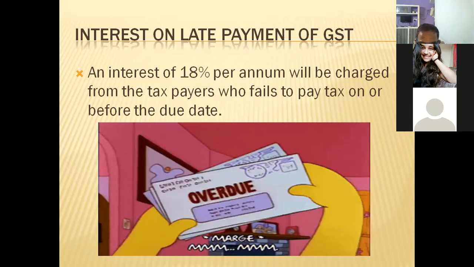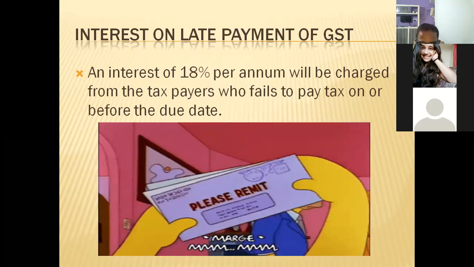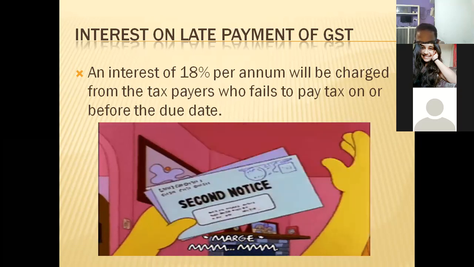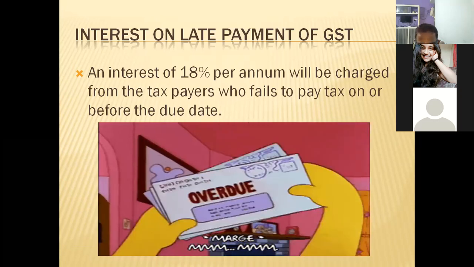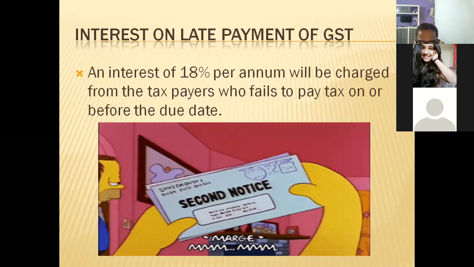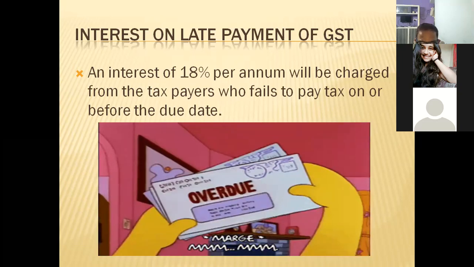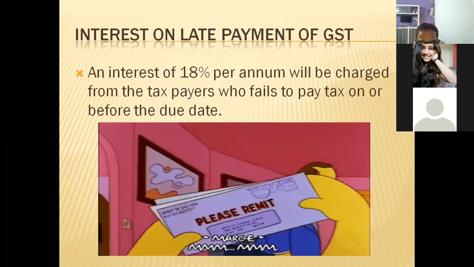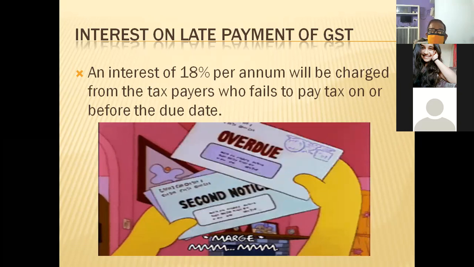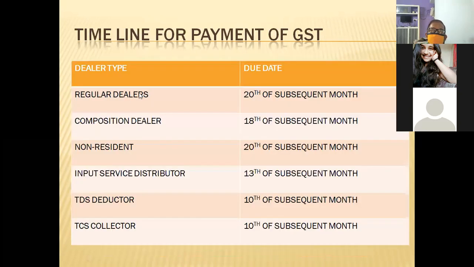You will get a notice showing the figures, a second notice, asking you to remit the overdue amount. Overdue means you have not paid even by the due date. So you have to pay interest of 18% per annum. They will collect the interest from taxpayers who failed to pay tax on or before the due date. These are the due dates I mentioned here, for the different types of dealers.